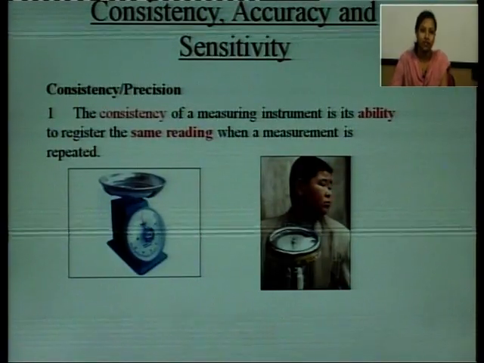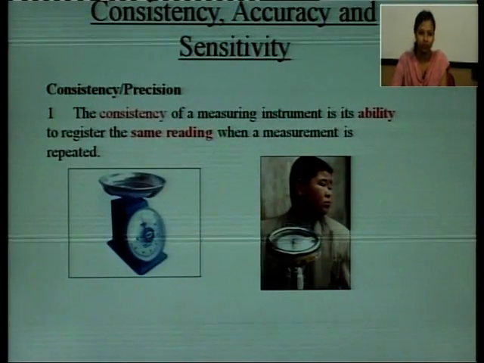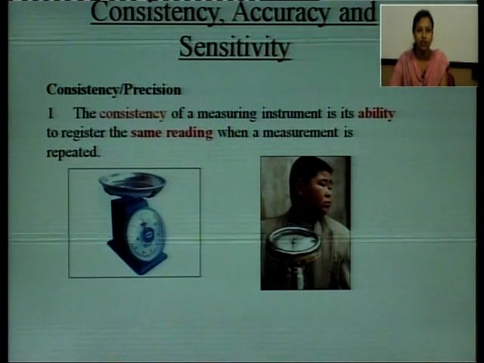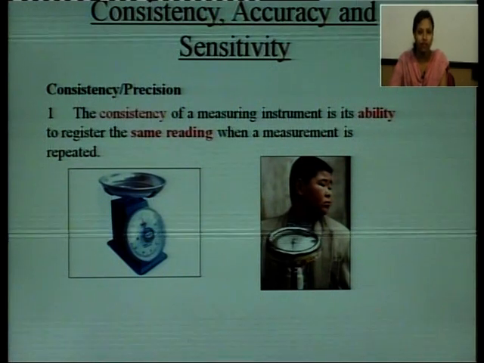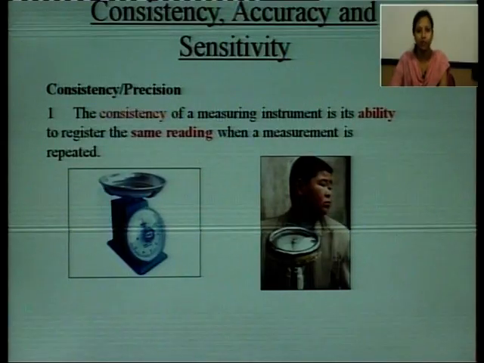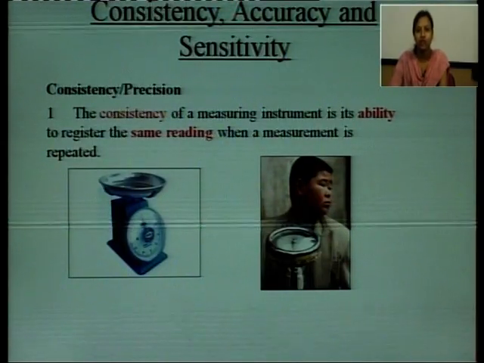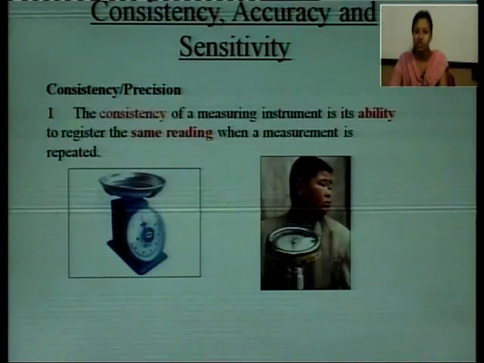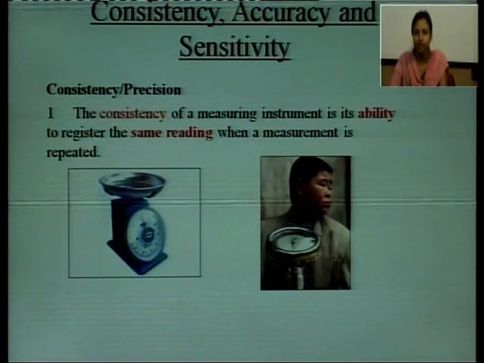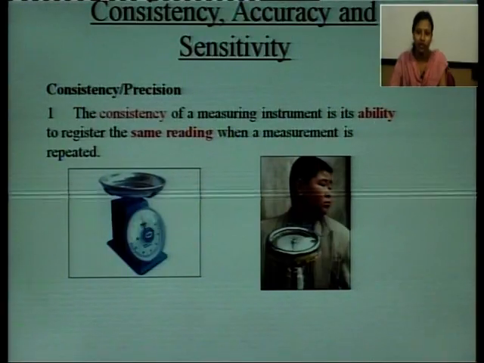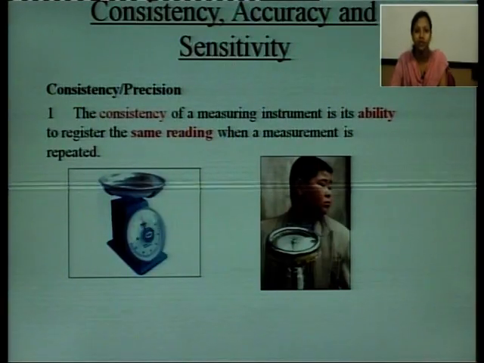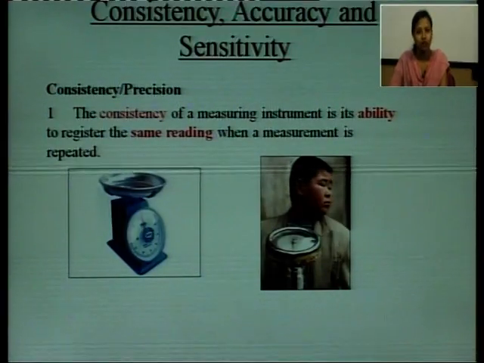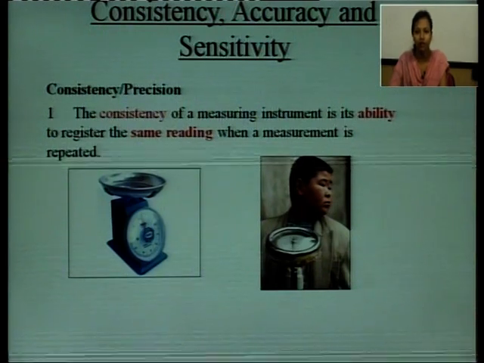So next is consistency, accuracy and sensitivity. The consistency of a measuring instrument is its ability to register the same reading when a measurement is repeated. So we can say it is consistent. But if the same instrument gives different values for the same quantity we are measuring, then that measurement is not consistent. So for consistency, we should get the same reading a number of times.